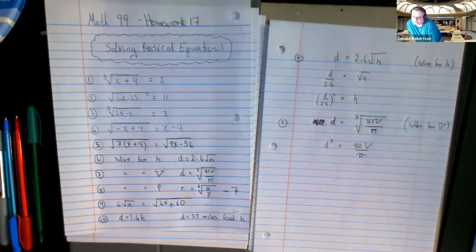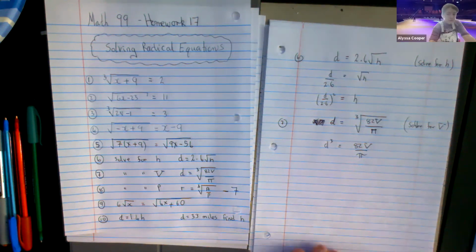Now you've got a really stinky issue. Remember, what we want is V on its own, but very often you have to do lots of other things first before you get there. What do you think I'm going to do to both sides next? I don't think this one's quite as obvious as some of the others. Multiply by pi now? Yeah.